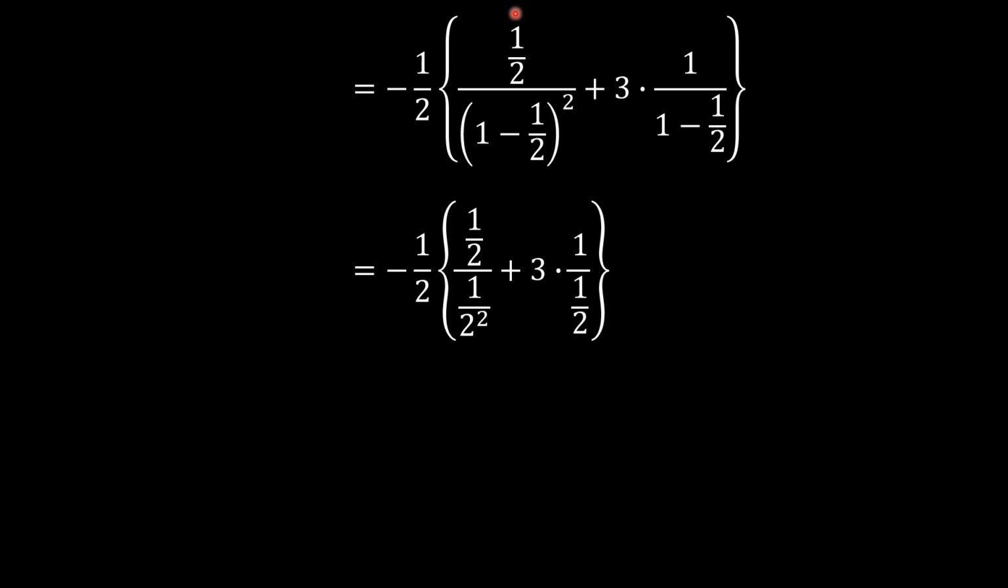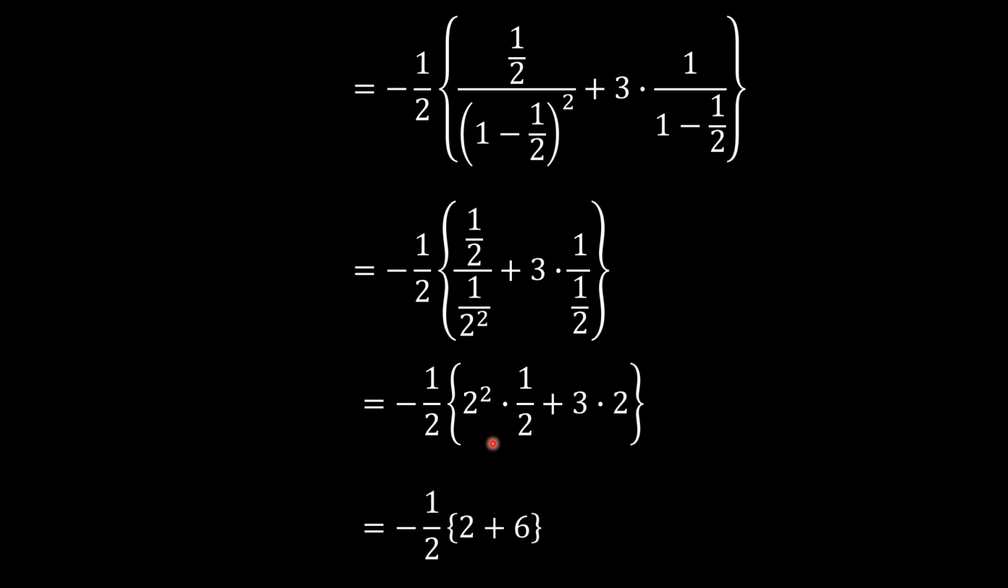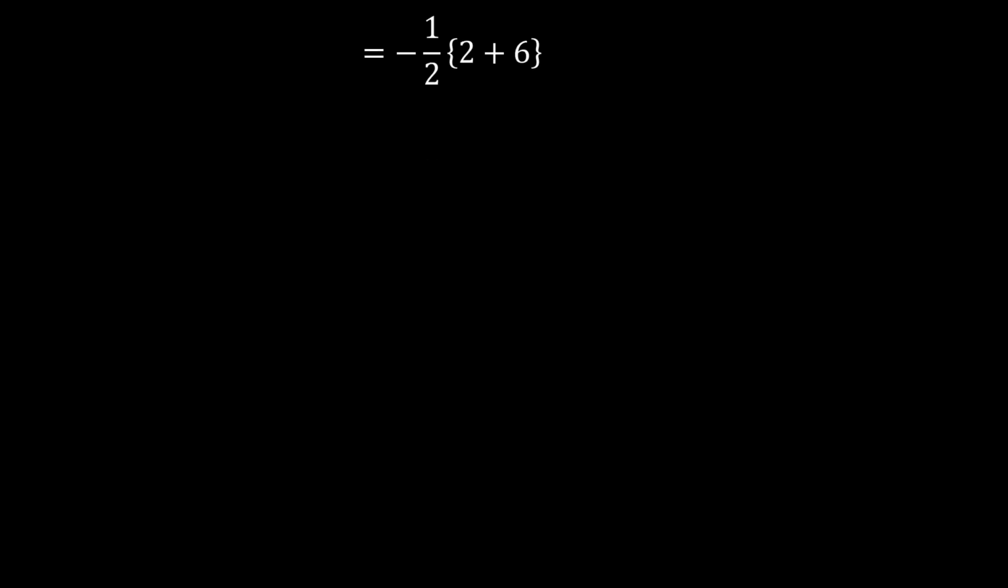So we have a half over 1 minus a half squared, which is 1 over 4 over... and then here we have 3 times 1 over 1 over 2. And so that becomes, taking this 2 squared out, 2 squared times a half, which becomes 2. And then 3 times 2, which is 6. So 2 plus 6, and we pulled a half out, so negative a half times 8 is what we're going to have, and that means the answer is negative 4.